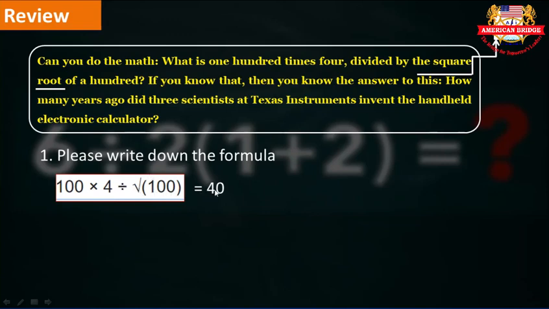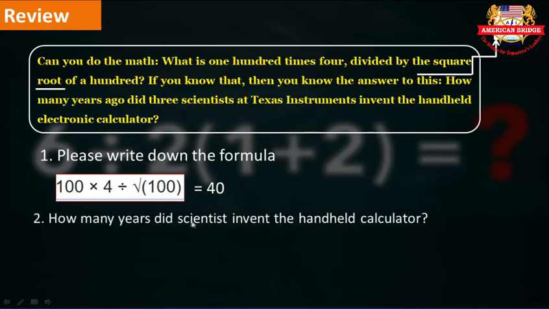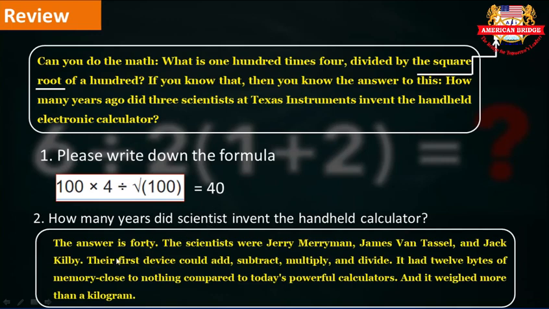The answer is 40. So can you answer the question, how many years ago did the scientists at Texas Instruments invent the handheld electronic calculator? There are 40 years, right? It was already answered above, everyone. The answer is 40. The scientists were Jerry Merryman, James Van Tassel, and Jack Kilby.